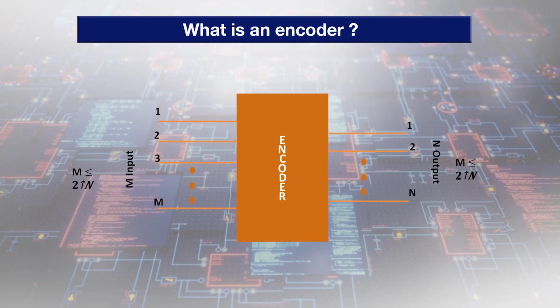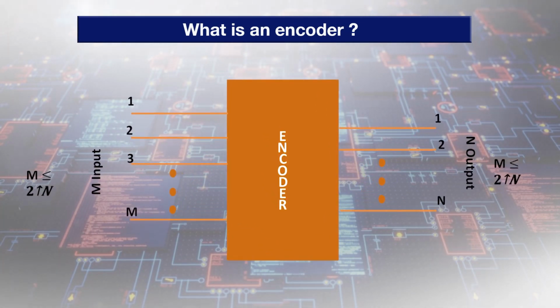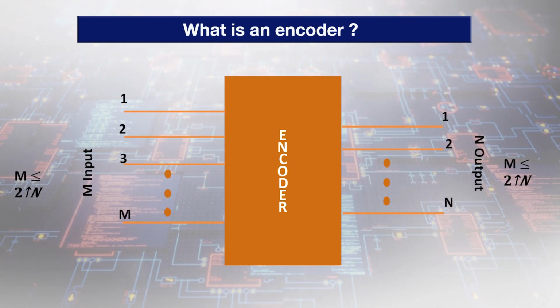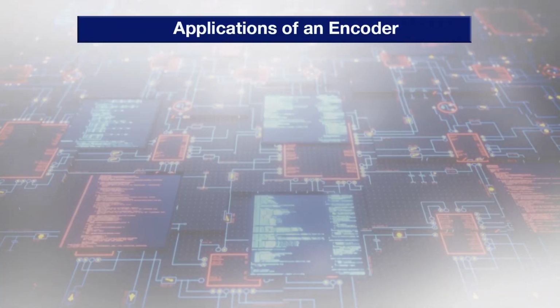So, let us say there are 2 to the power n inputs, and it produces the binary code corresponding to its input value; the number of outputs will be n. Before moving ahead, let us spare a few minutes in identifying some potential applications of an encoder.